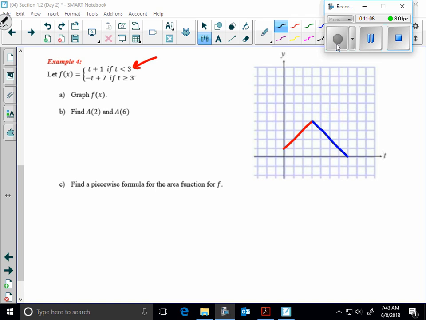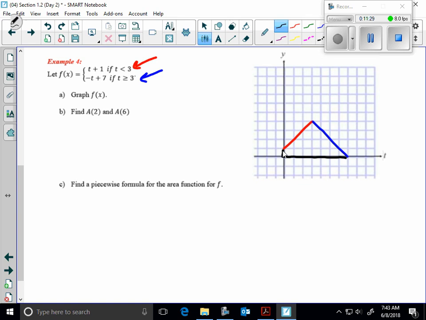Again, when we do area function, we're going to go from 0 up to wherever we would come back down to 0, right? So we're going to limit our domain on this from 0 to 7, okay? Because otherwise we'll get negative area. But there's a graph of f of x. I graphed the first part of the piecewise function there, where t is less than 3, and the second part in blue, where t is greater than or equal to 3.